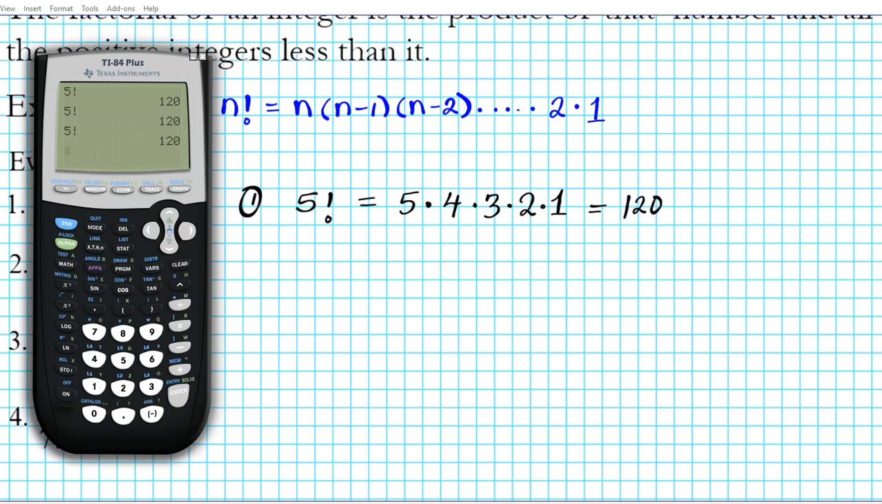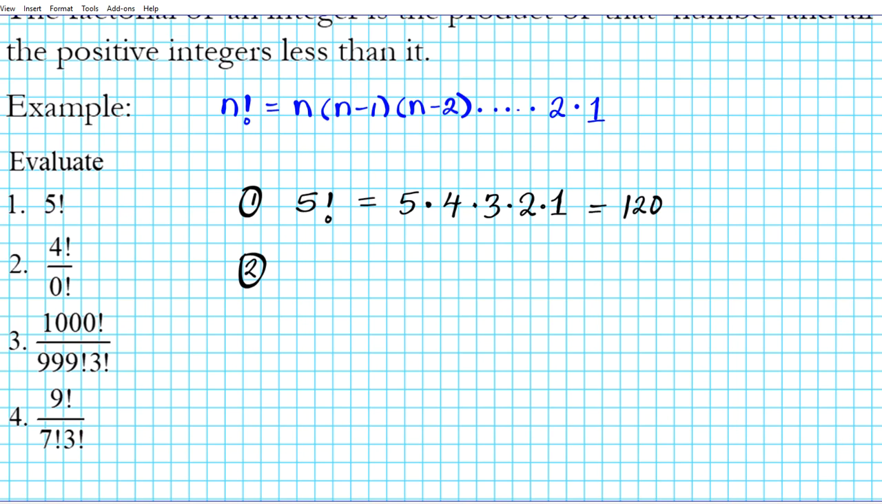Okay, let's take a look at the next example, number 2. We're going to be computing 4 factorial divided by 0 factorial. So 4 factorial can be broken down completely into the product of all the positive numbers less than or equal to 4. So it's going to be 4 times 3 times 2 times 1. Now this is an interesting question. What is 0 factorial? 0 factorial is the same thing as 1 factorial, which is just 1.